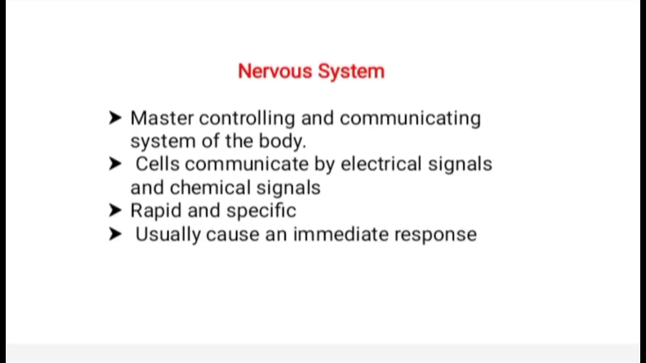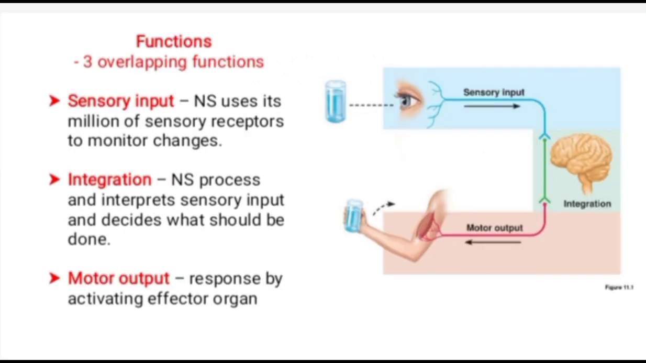So, the nervous system is the master controlling and communicating system of the body. Its cells communicate by electrical signals and chemical signals. It is rapid and specific, and usually causes an immediate response. There are three overlapping functions: first, sensory input; second, integration; and third, motor output.